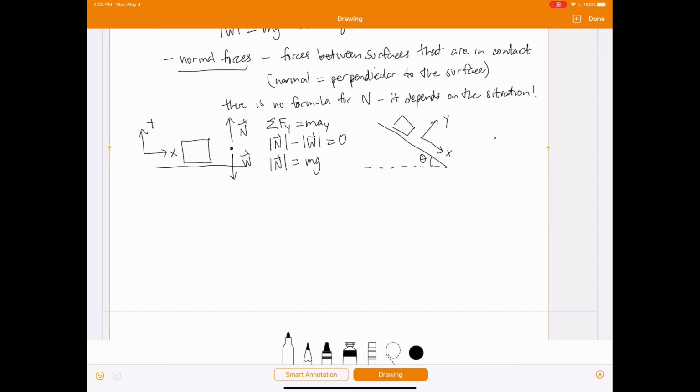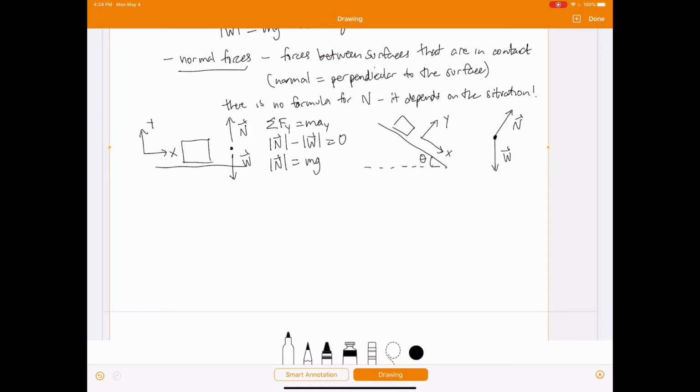If I draw a force diagram of this box, the normal force now is going to be rotated. It's not going straight up. Remember, it's always perpendicular to the surface. It's going to be coming out of the ramp in the y direction. But the weight hasn't changed. Force of gravity doesn't care if you're on a ramp or a flat surface, it's always going down. So there it is, there's W.